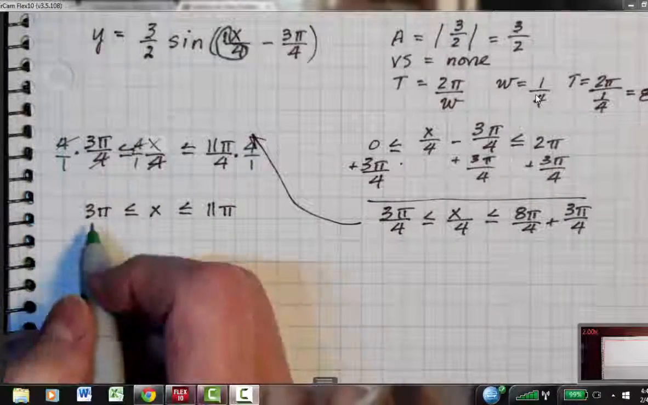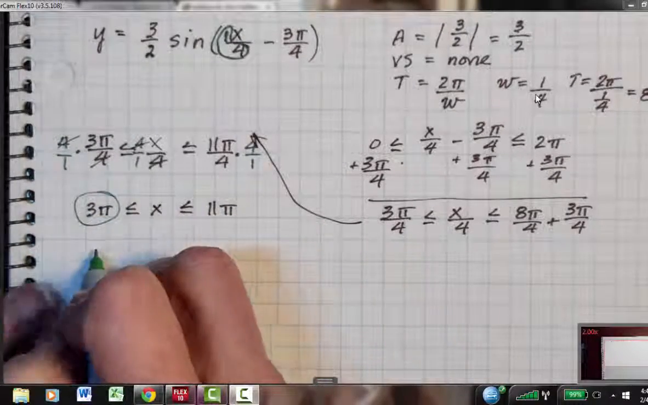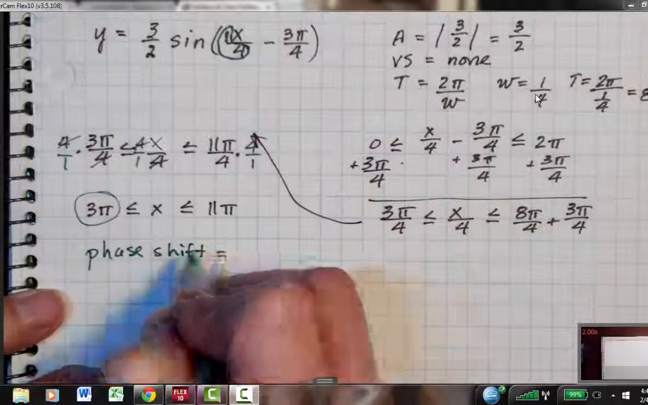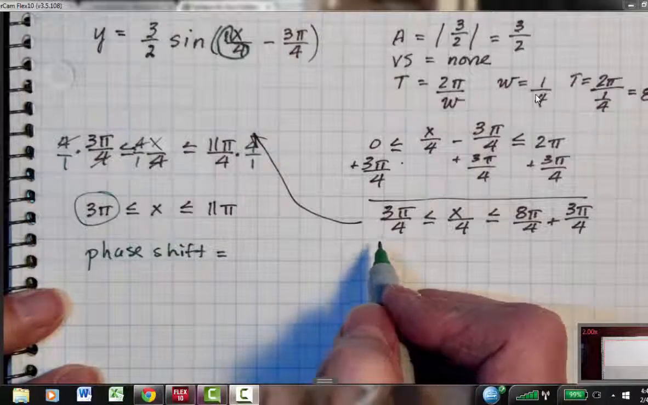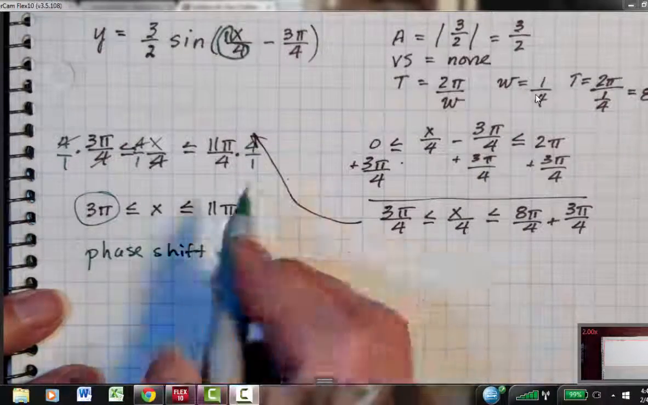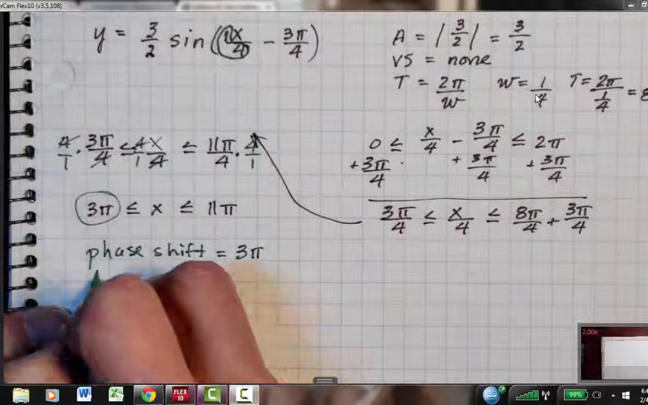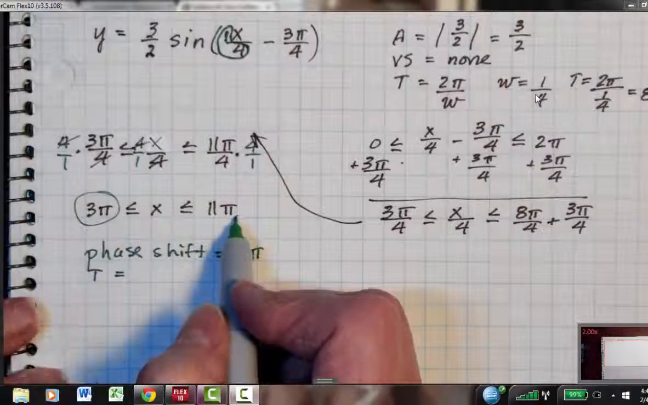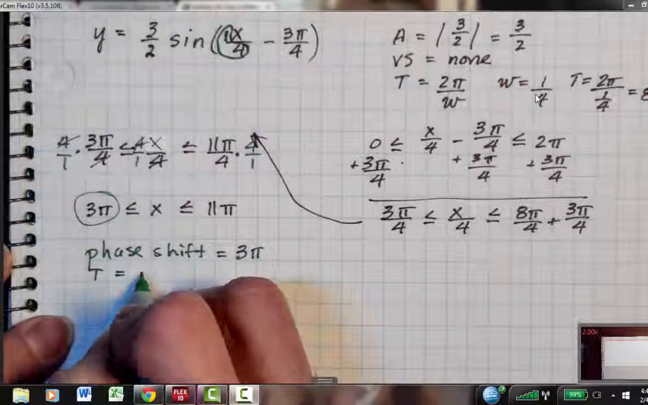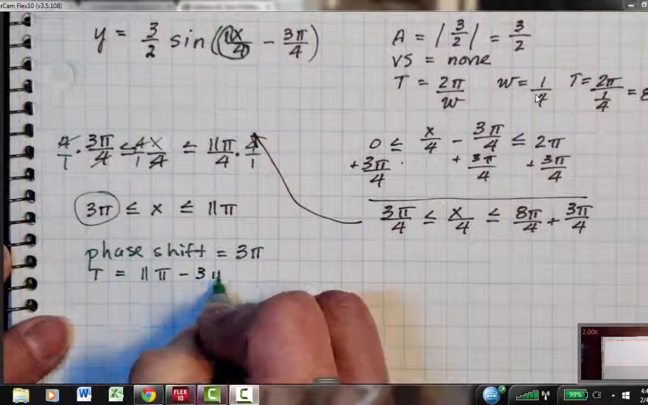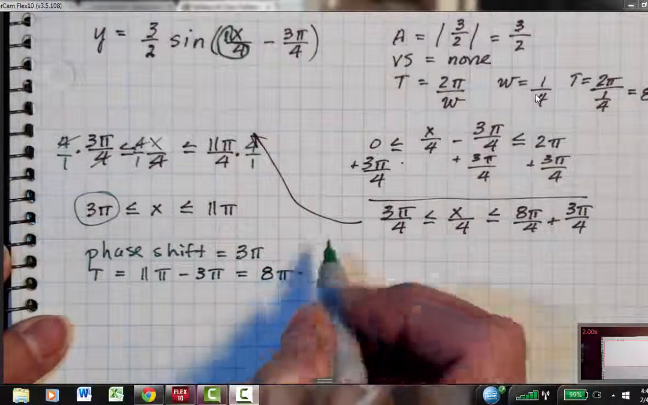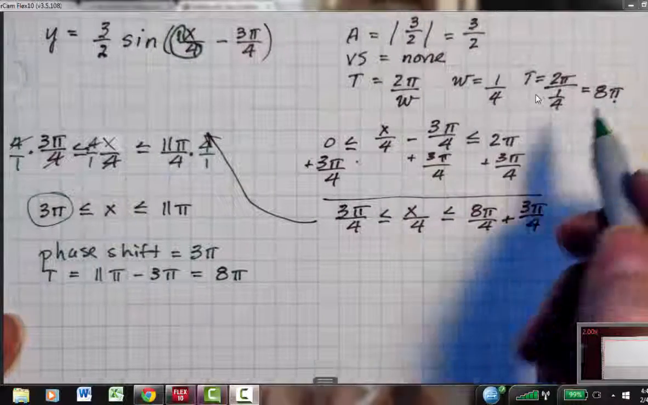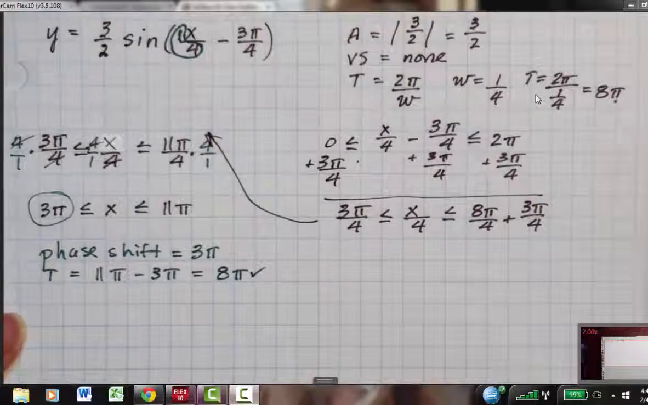First of all, it tells me that my phase shift is this number right here. So my phase shift is equal to 3 pi. That means in the positive direction I'm going to be moving to the right, 3 pi. And it also tells me what my period is. So my period is the difference between my minimum and my maximum on the x-axis. So 11 pi minus 3 pi gives me 8 pi, and this checks with the period that I had over here. So the periods check, and I know that I've done everything correct.